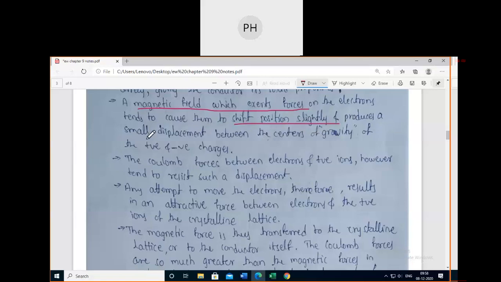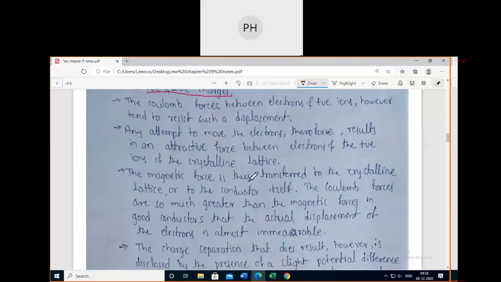This produces a small displacement between the centers of gravity of the positive and the negative charge. Always indicate it as a small displacement, because with the magnetic field it is not a large displacement. With the electric field the displacement will be much higher, but with the magnetic field it will be small. The Coulomb force between the electrons and positive ions tends to resist such a displacement.